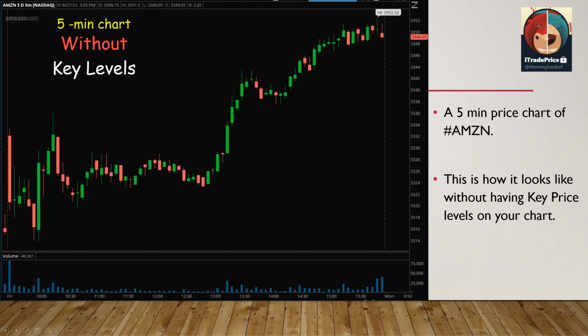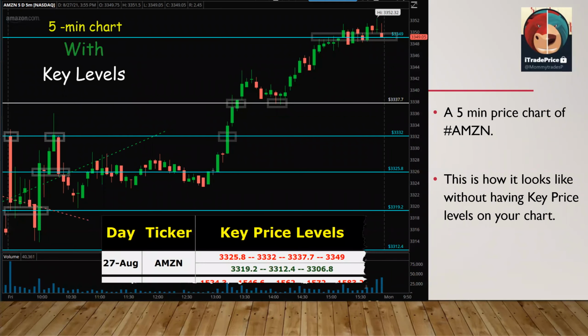So this is what a 5-minute chart of Amazon looked like without key levels, right? This is a chart from this last Friday, August 27th, I think, right? This is what it looks like in the form of a 5-minute chart. Okay, now, if I put the key levels on this chart, let me queue that. Okay. So these were the key levels provided on the 27th of August on Amazon.